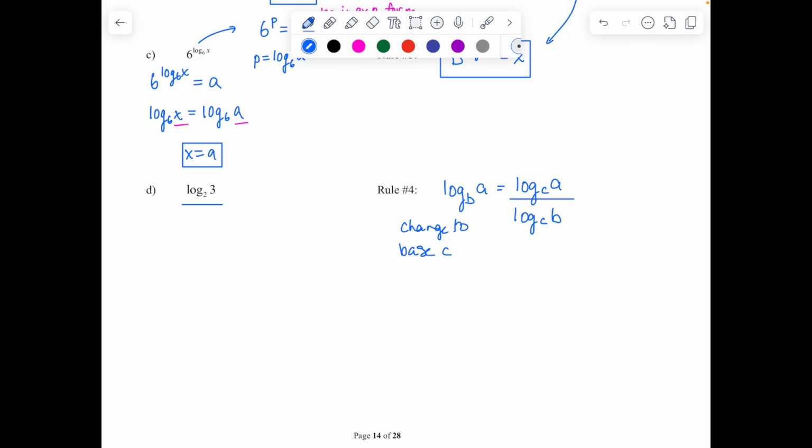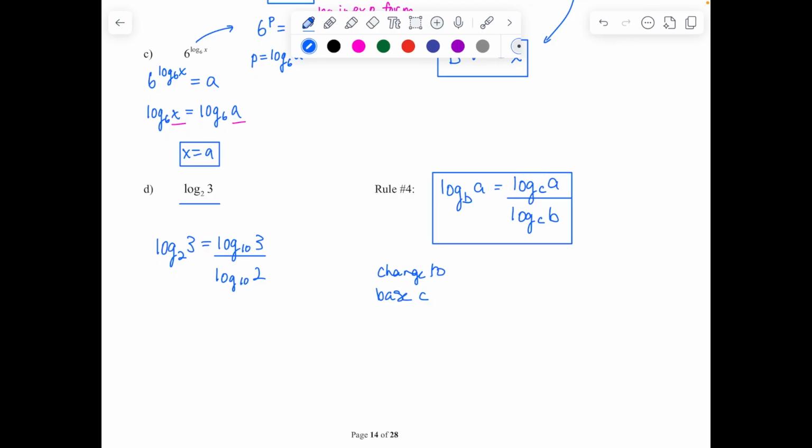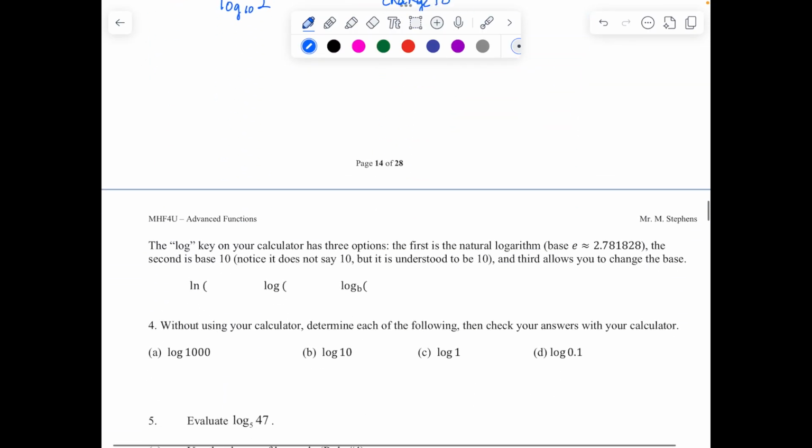So if I look at this question for a second, if I want to change this base to base 10, let's say, I can do log base 10 of 3 divided by log base 10 of 2. This used to be a lot more handy when your calculator only had log and ln on it and didn't allow you to automatically enter in your base, but most calculators do that now. So this rule is a little bit, I don't want to say useless, but you guys don't need it for your calculators much anymore. Okay, let's put this into practice.